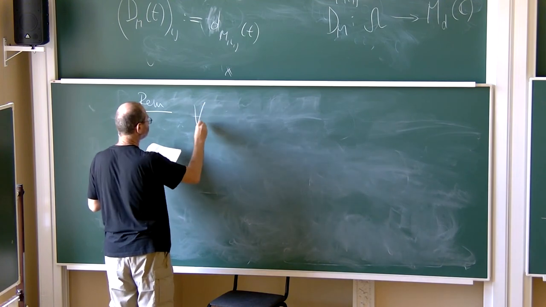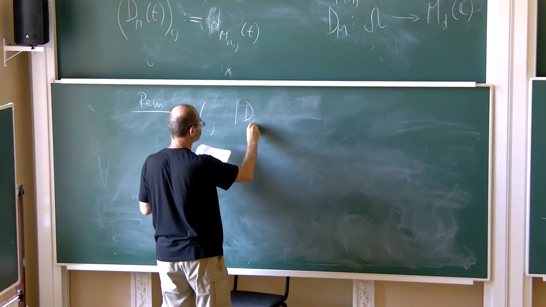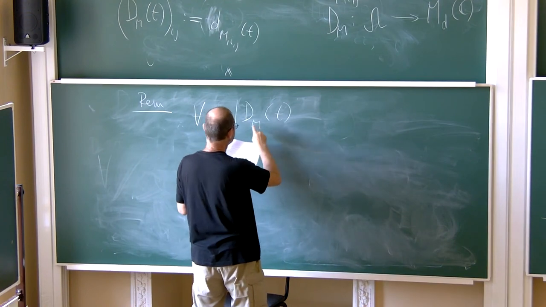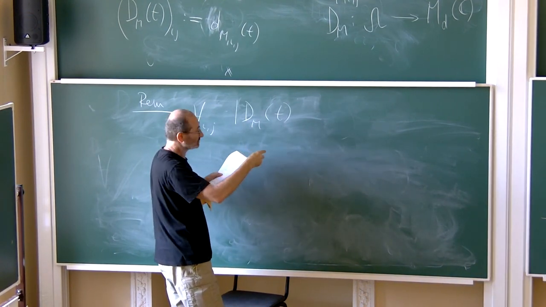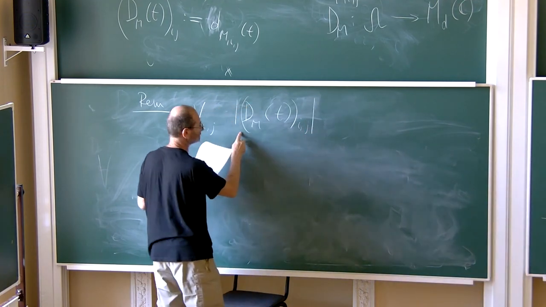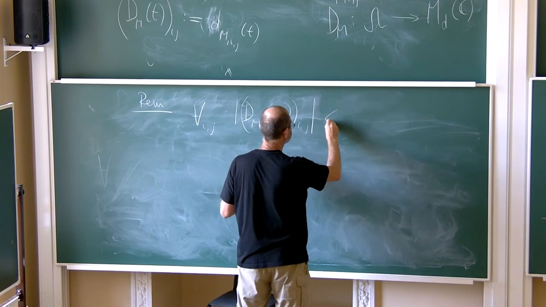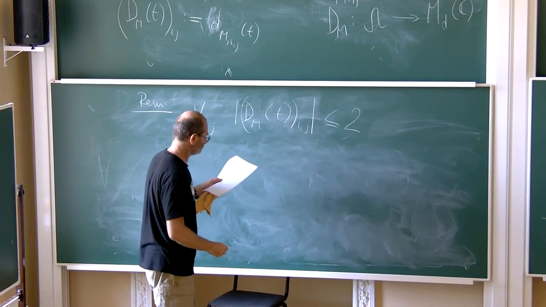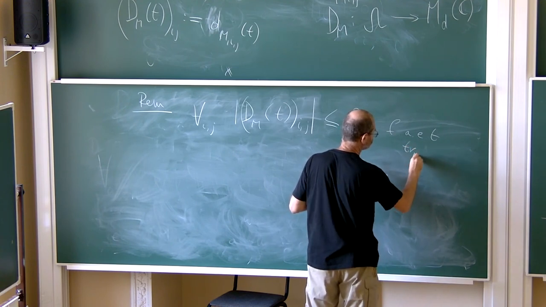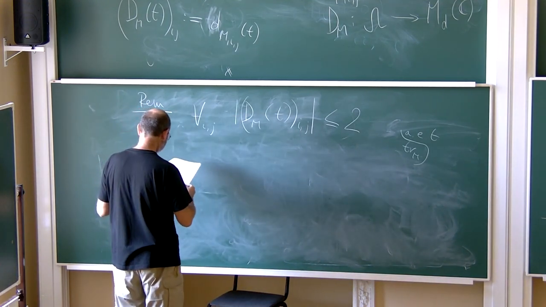Remark is like this. For any aj, when we look at the terms of the matrix, so these small d densities, this aij, and we take the absolute value, this is okay, this is less or equal to, we can also prove this, for almost each t in the sense of trace m. Yes, this is one. Okay.